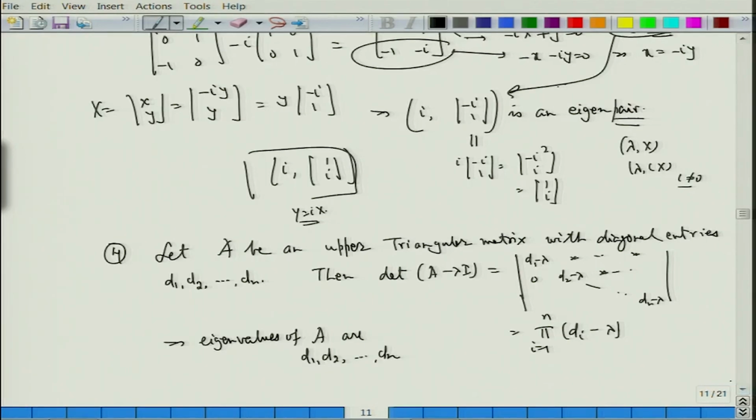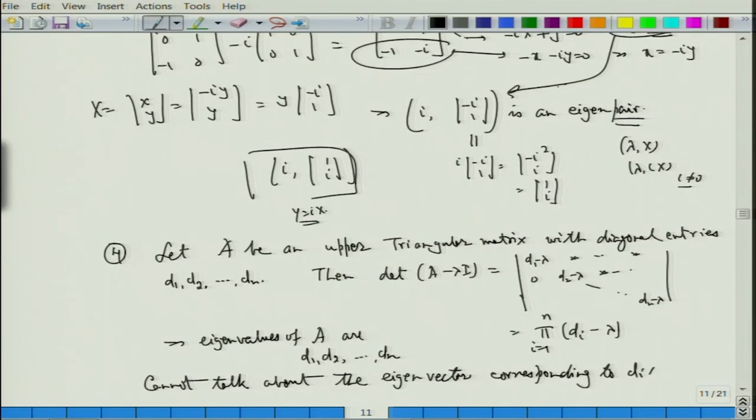At this stage I cannot talk about the eigenvectors corresponding to the di's. Why can I not talk? Because I don't know how many of them are repeated, how many of them are not repeated, and how they behave. You do not have any information, so you cannot make any statements.